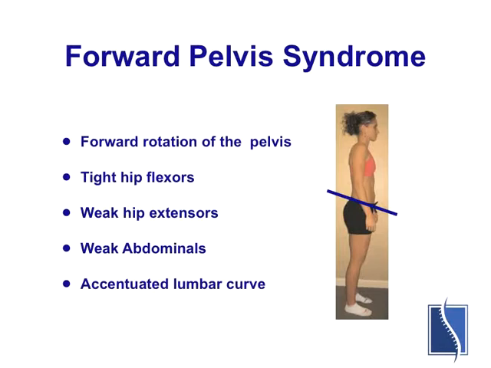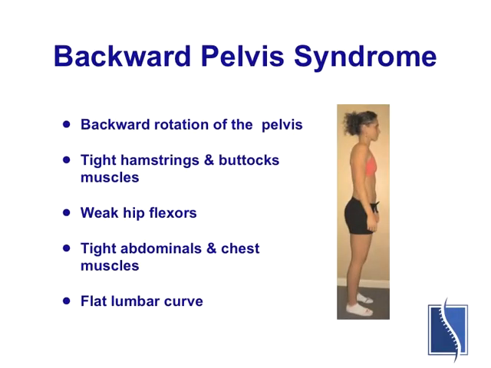In addition, you're going to have tight hip flexors. These are the muscles on the front side of the hip. You're going to have weak hip extensors, and these are the muscles that move the leg backwards, and those are on the back side of the hip. You're going to have weak abdominal muscles, and then finally, you're going to have an accentuation of the lumbar curve. And what that means is that you tend to have more of a sway back.